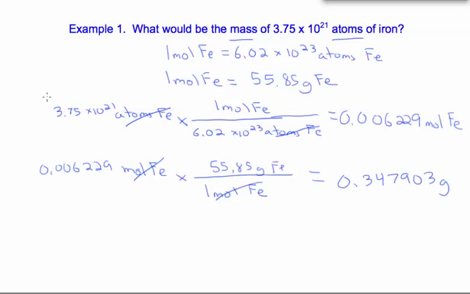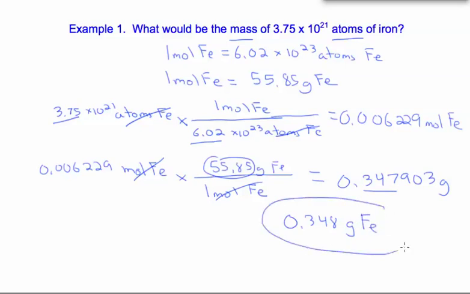This number has 3. This number has 3. We don't have to worry about this number because we left all the digits. And this number has 4. So our answer has to be rounded to 3. So we have 0.348 grams of iron. So if I asked you to get me 3.75 times 10 to the 21st atoms of iron, you could go to a scale and get the mass of 0.348 grams.